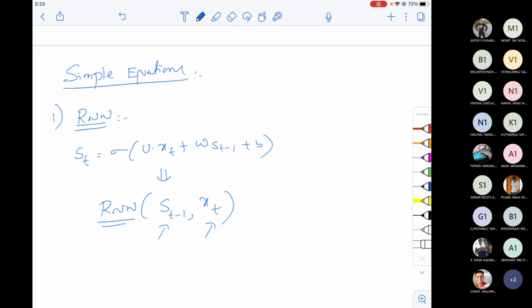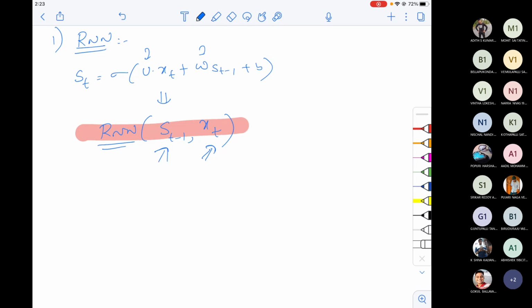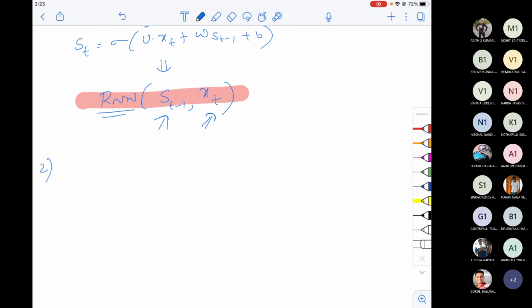So these are the two inputs. Why am I not denoting U and W? Because those are the weights. Anyhow, they'll be trained, so once I have these inputs, the weights get trained automatically. So this is the simplest representation that we will use from now. You can think of similar notations being used for LSTM as well as for GRUs.